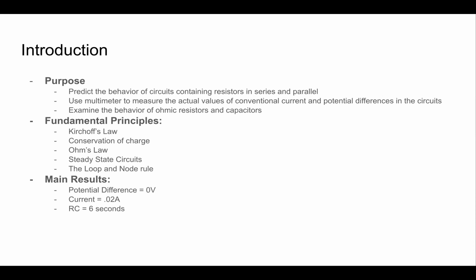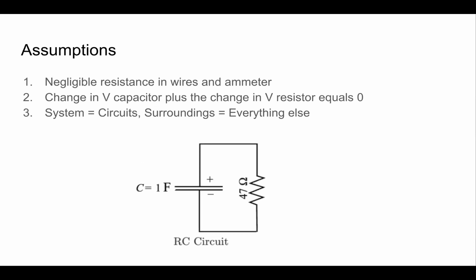For the main results, we have a potential difference of 0 volts, current equals 0.02 amps, and the RC was 6 seconds. Some of the assumptions that we made during this lab were that we had negligible resistance in wires and ammeter. This is because we were using a simulation, so the typical resistance in a real life model would not have shown up. We also have change in V capacitor plus change in V resistor equals 0. And for our system, that would be the circuits, and the surroundings would be everything else.